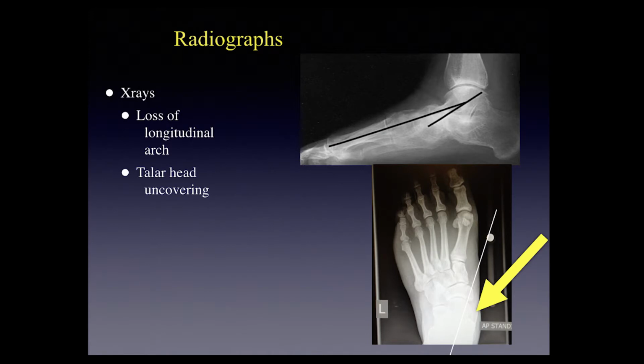Now, when you come to our clinic, a workup will require x-rays, which are weight-bearing ones, and we often see this loss of the longitudinal arch. So the line between the talus bone and the first metatarsal is no longer collinear and the arch has collapsed. And then from the top, the forefoot has moved off to the side to the point where this talus bone, where you see that yellow arrow, is uncovered by the navicular bone over the top of it.